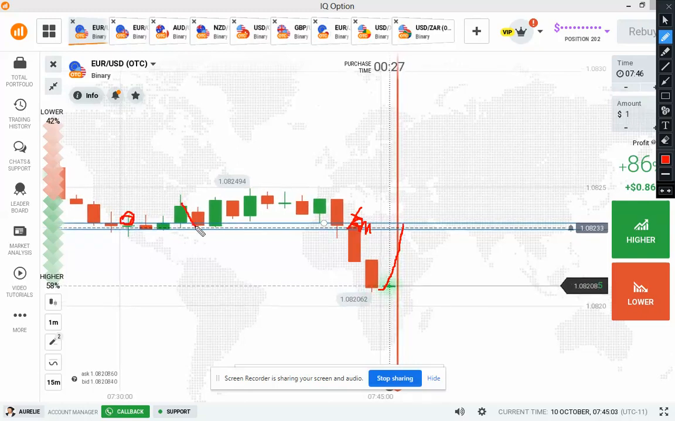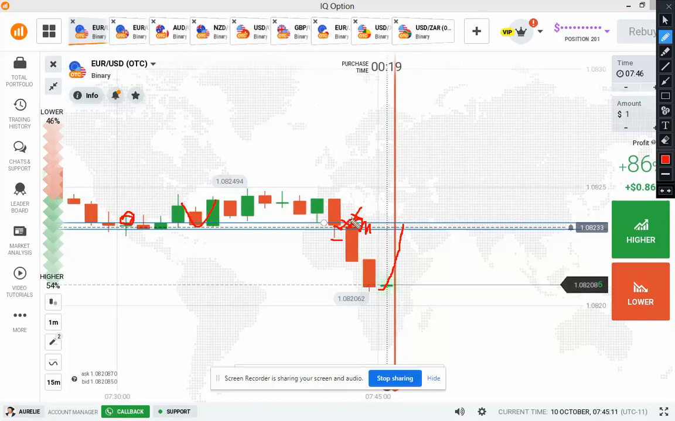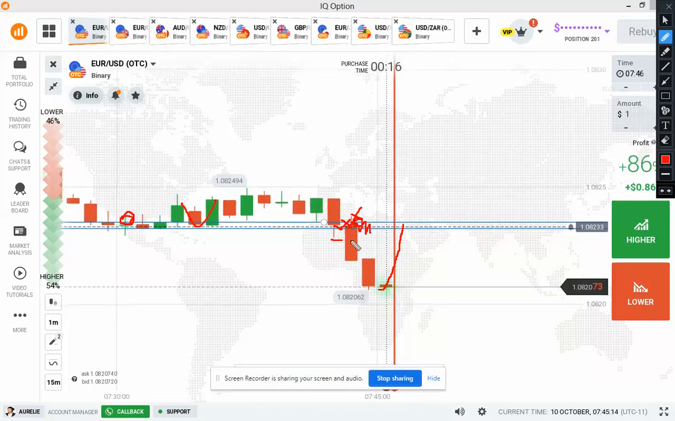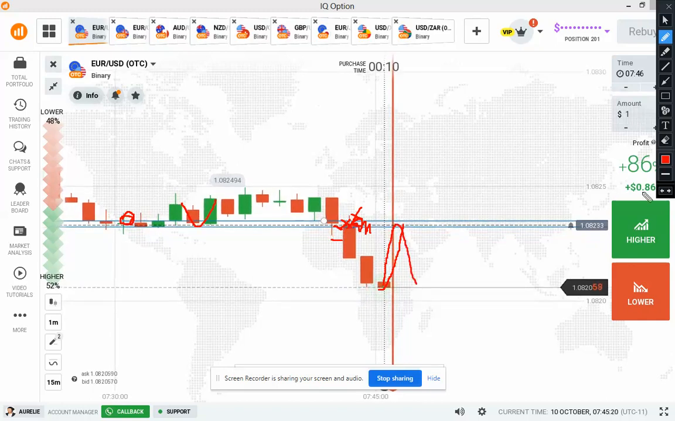So anytime sellers come to the zone, buyers enter. But this time, sellers come to the zone, close inside the zone, but there's a new low, so no sign of buyers. Which means sellers have now dominated the zone. So you have to wait for the price to come back to the zone, then you place your trade.